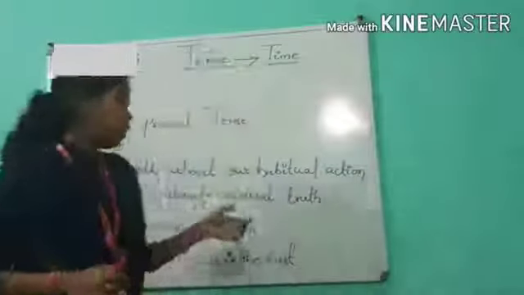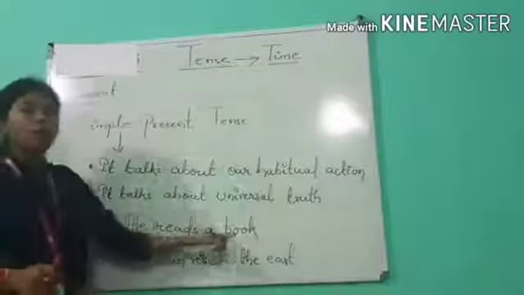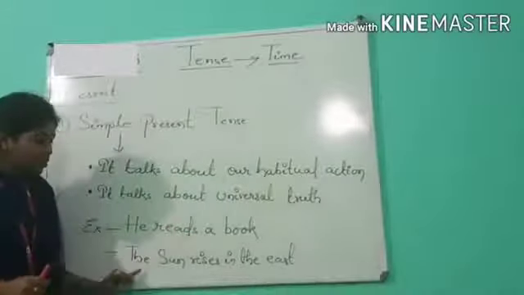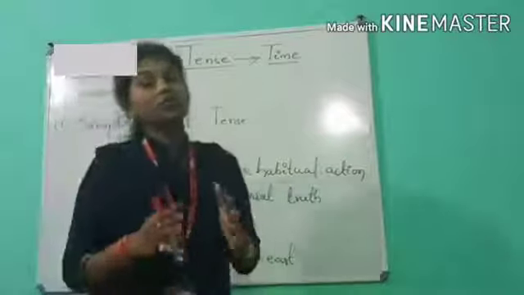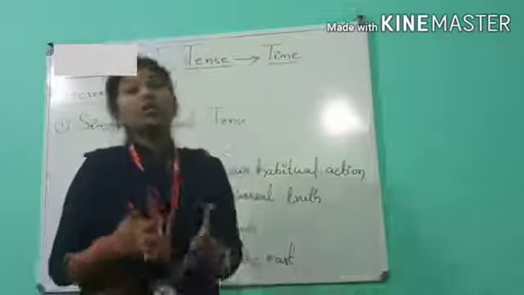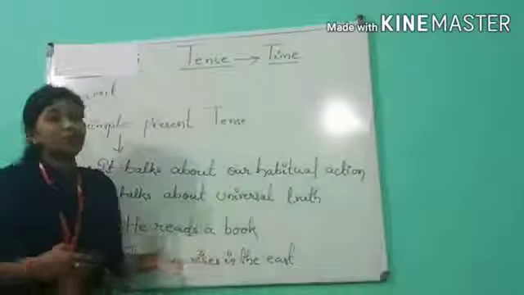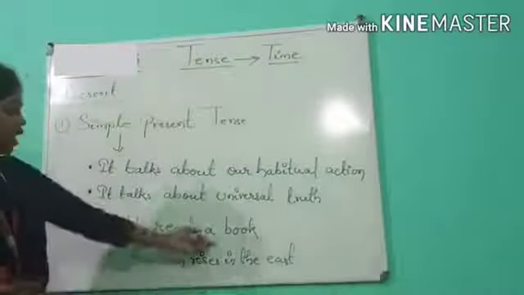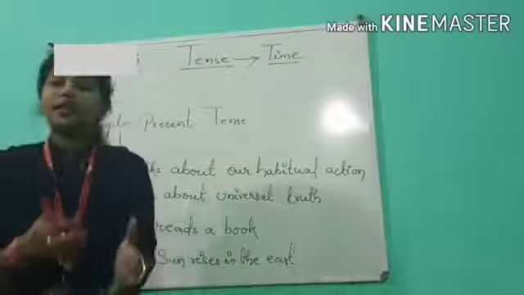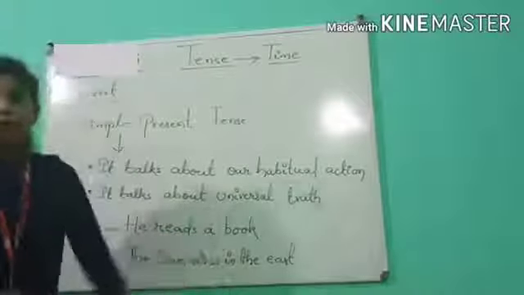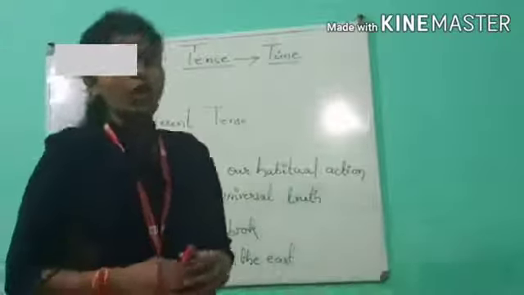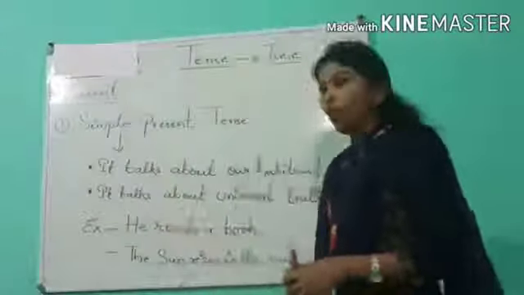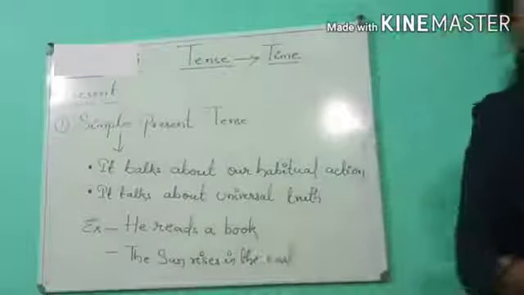So there are two examples. You can see the board. The first one is he reads a book. And the second example is the sun rises in the east, or we can say the earth revolves around the sun. So these are all universal truths which we cannot deny. And this is the habit of a pronoun, or we can say a noun, that he reads a book. So I hope this simple present tense is clear to you all. Now just have a look at the board and try to understand yourself.